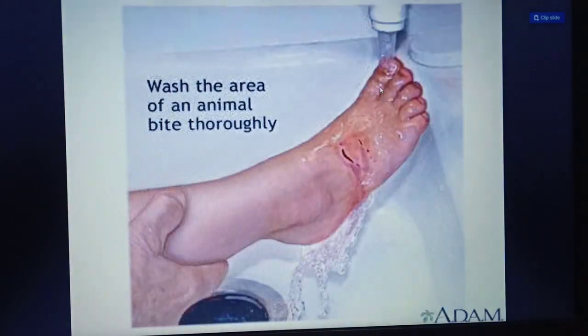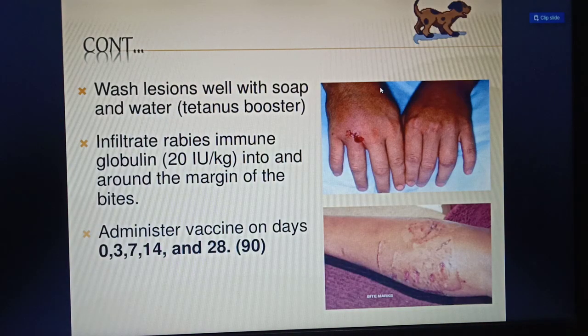Okay, that you have to identify. So what are the precautions you have to take? Soon after the bite of the dog, first wash the area of the animal bite thoroughly. Under running water you have to wash thoroughly, and wash the lesions well with soap and water, which is very important. You have to take a tetanus booster dose, some immunoglobulins, and the vaccine also you have to give.